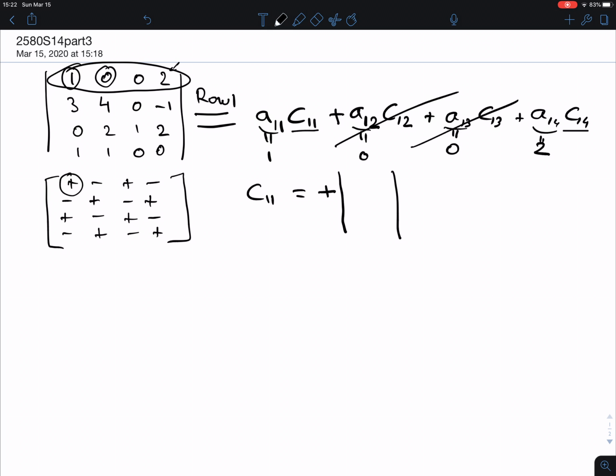What is the determinant now? Well, we do the same principle as before. To calculate the cofactor, we just scratch out the row and column of this element. So scratch out this and scratch out that. Therefore the determinant we have to calculate is this one: 4, 0, minus 1, 2, 1, 2, 1, 0, 0. One more time, it's because I delete this row and I delete this column, and that is what's left.